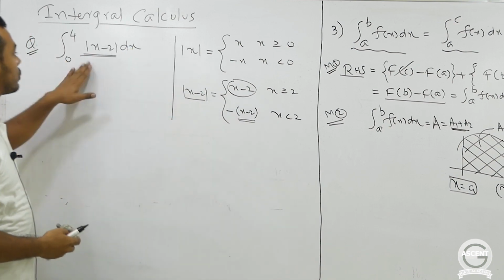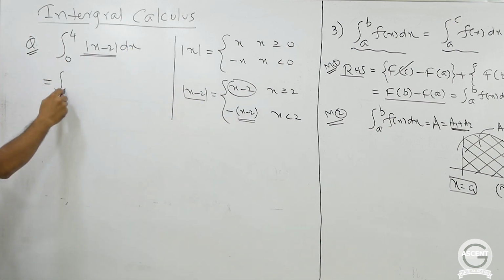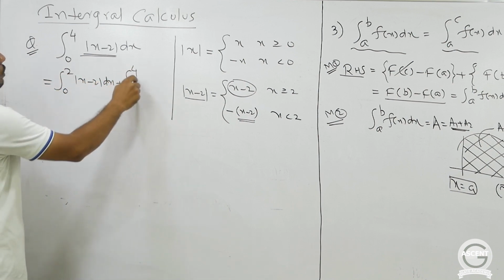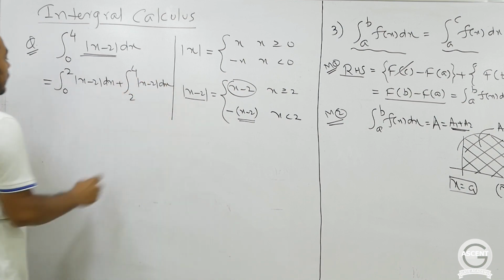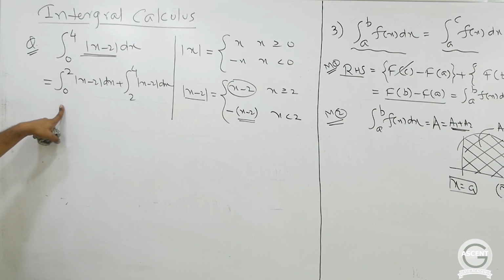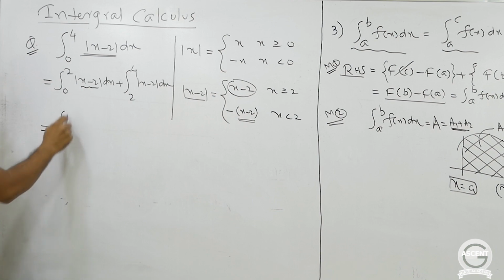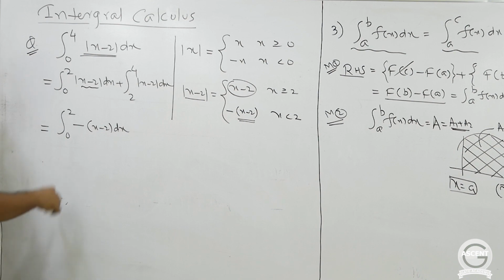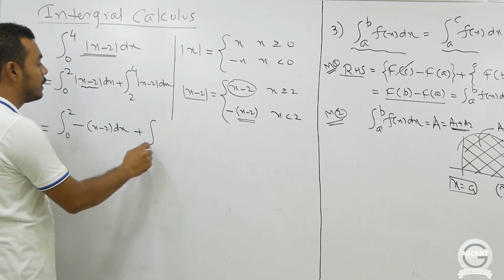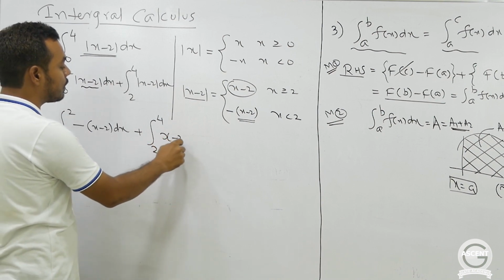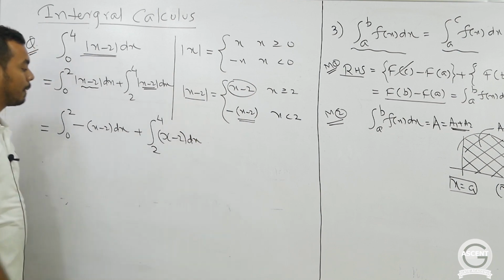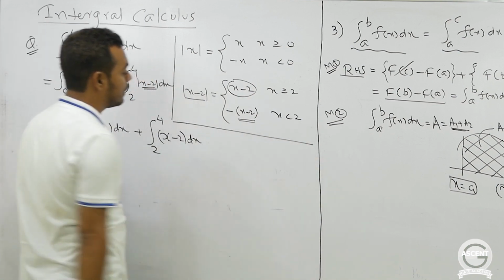So this means if I want to solve this integral, I have to break it at 2. I have to write this as 0 to 2, and then 2 to 4, of mod x minus 2 dx. Now when x is from 0 to 2, x minus 2 will be negative, and to get rid of this mod sign, you must place a minus sign outside. So our first integral will be this one, plus the second integral from 2 to 4. When x is from 2 to 4, x minus 2 is positive, so you can directly remove the mod sign. Now you can easily integrate this function.